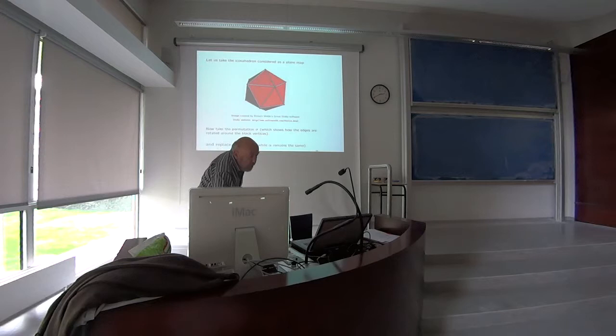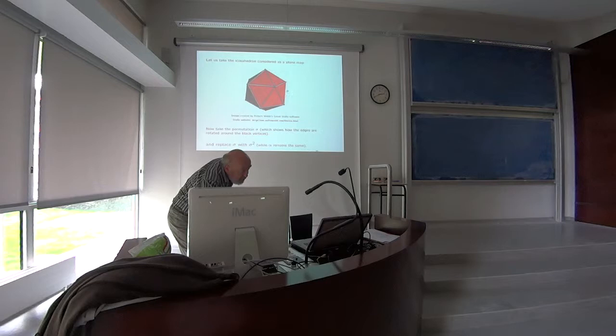What does it mean to take sigma square? So we go along this edge and take not the next one, but the one after the next. Then we approach this vertex and take the edge after the next. Then we approach this vertex and take the edge after the next. And the same thing here. So we see that the face is a pentagon.